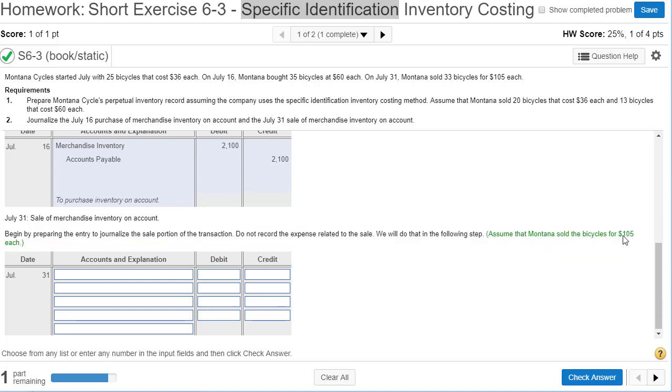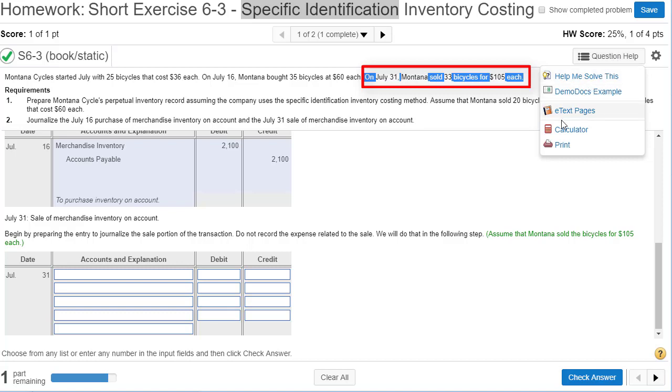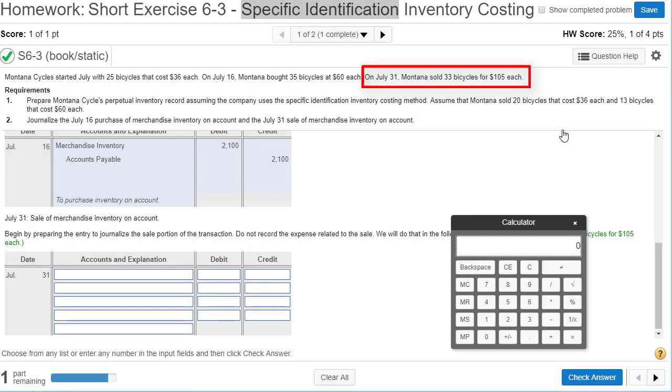So we need more details than just how much it cost or how much we're charging. So we need to go back up here. It says on July 31st, Montana sold 33 bicycles for $105. So let's see how much is our total sales. 33 times 105 equals $3,465.